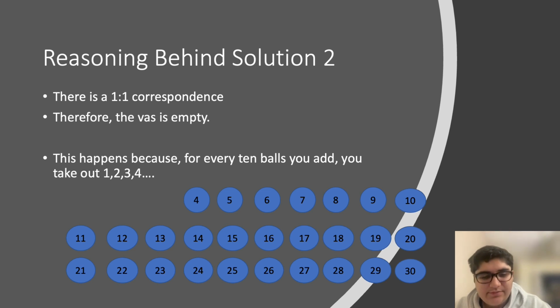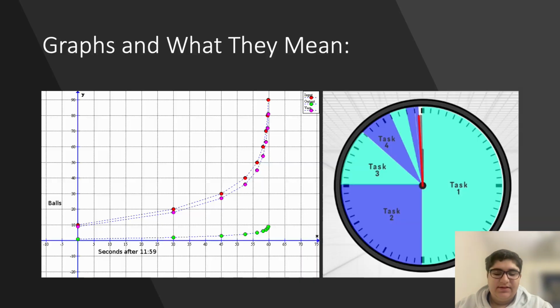So if you do an infinite amount of steps, you're basically taking out an infinite amount of balls. For example, for the 101st step, you're taking out ball number 101. That's basically what happens. And so, because of that, you get the vase being empty at noon.